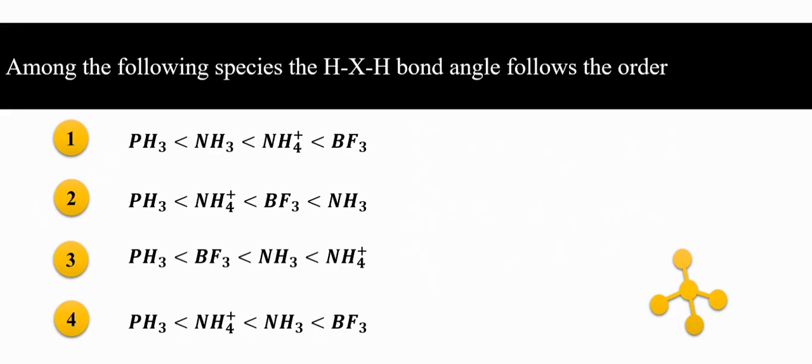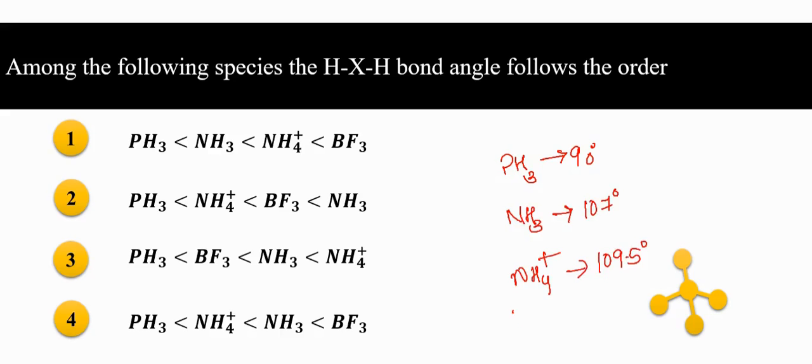Next question, among the following species, the HXH bond angle follows the order. So you need to know bond angles. In case of PH3, students, what is the bond angle? That is 90 degree. In case of NH3, you studied that is 107 degree. Next NH4 plus, that is 109.5 degree, and BF3, that is 120 degree. What is the correct option? PH3 is less, then NH3, NH4 plus, then BF3. So the correct option is the first one.